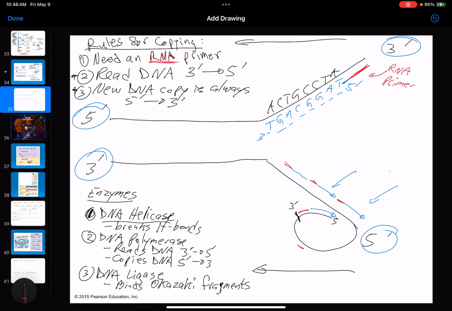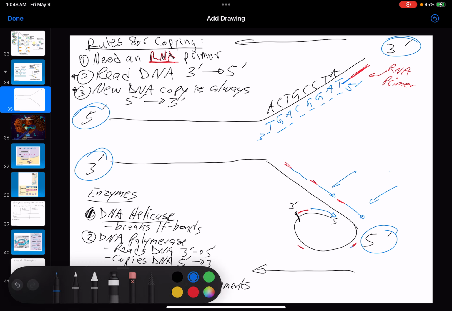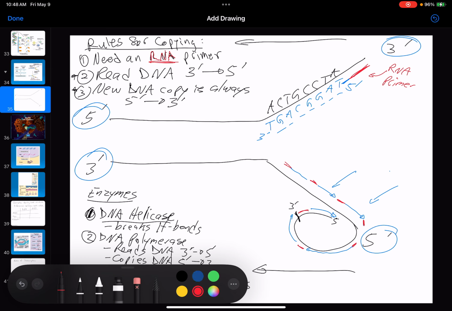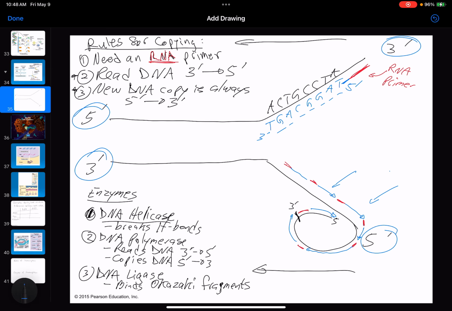We can put another primer there, another primer, let's say here, and we would have been making copies of it. Always the same way, 3 to 5, 3 to 5, 3 to 5. So once we have all those fragments, notice that there's a lot of primers in between them. That's kind of a big deal. We now have to get rid of those primers, and we have to replace them with actual DNA. And when we do that, then we have to connect the fragments together, and so that's the job of DNA ligase. It binds together the Okazaki fragments.